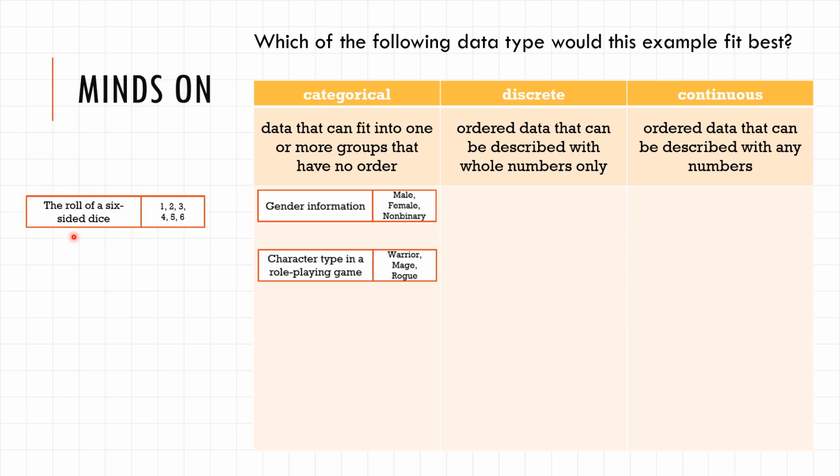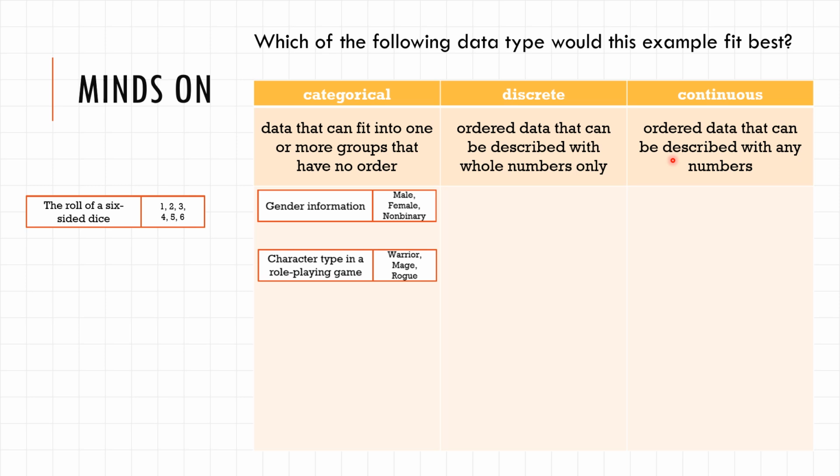Next, the roll of a six-sided dice. The possible values that a six-sided dice can give you if you roll it are a 1, a 2, a 3, a 4, a 5, or a 6. Those are the only options. What sort of data type do you think this would be? Take a second to think about that.